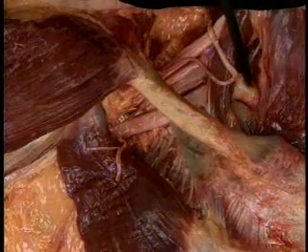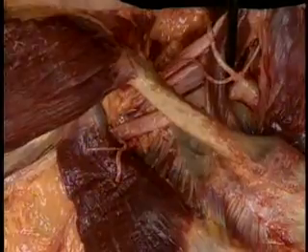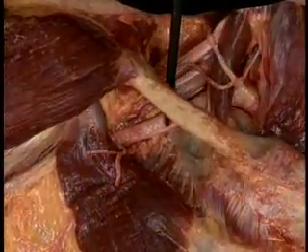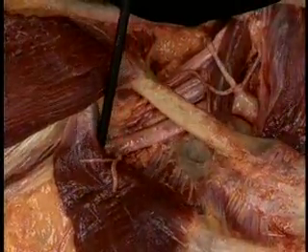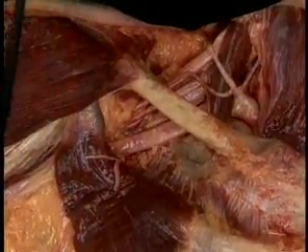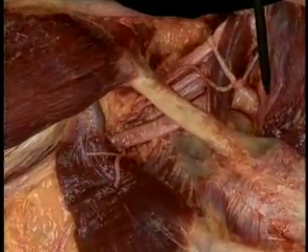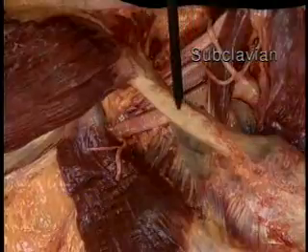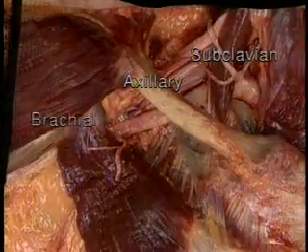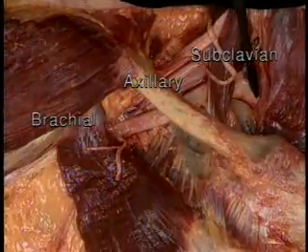Here's the artery, passing behind the anterior scalene muscle, behind the clavicle, and behind pectoralis minor. 3 names for one artery: subclavian, axillary, brachial. Let's see where it begins.